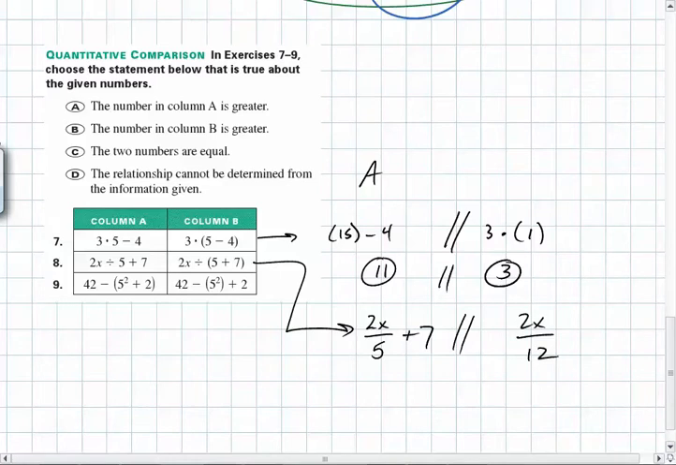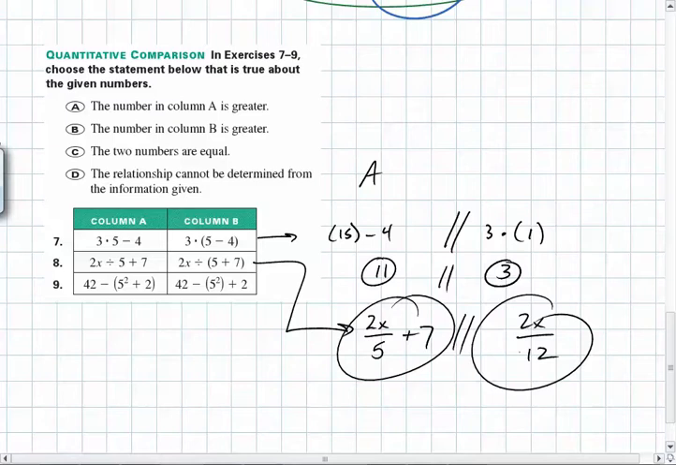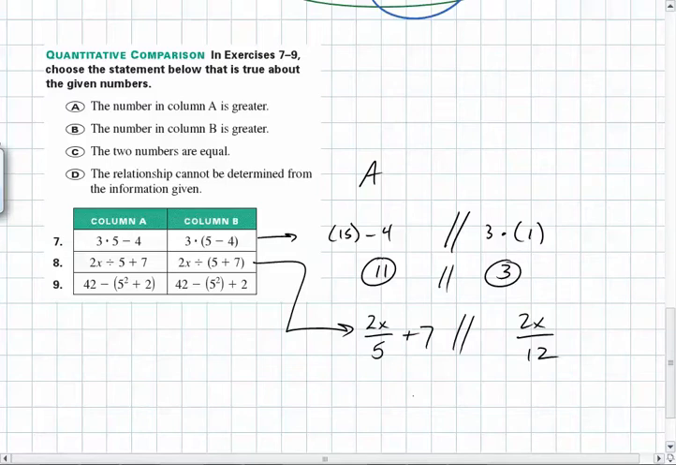Here's the problem. You're trying to figure out which one is bigger. Do you know which one of those is bigger? You have 4 choices. Either A is bigger, B is bigger, they're equal, or you don't know. Which one is it? You don't know. Why not? Why don't you know? Because you can't tell. We don't know what x is.